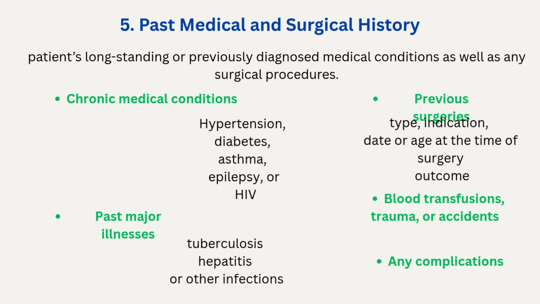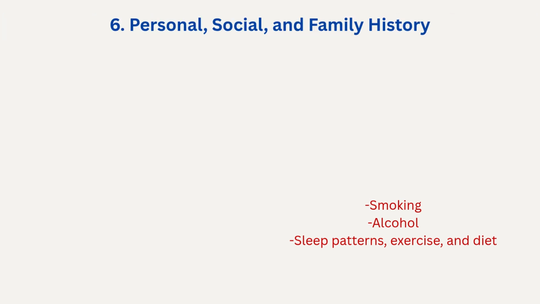If the patient doesn't recall specific dates, approximate timeframes are acceptable. This information helps us understand the patient's baseline health status and whether their current condition may be complicated by past illnesses or treatments. The next one is personal, social, and family history.